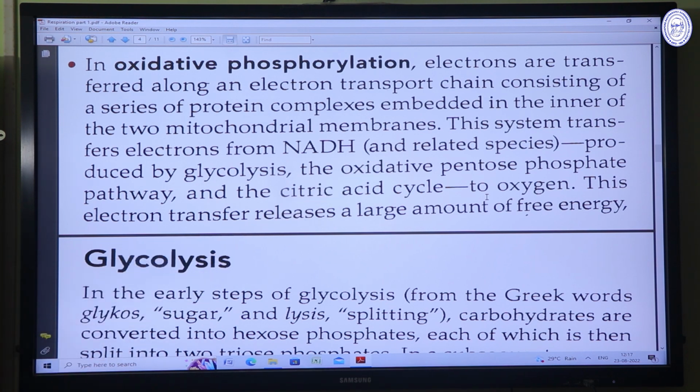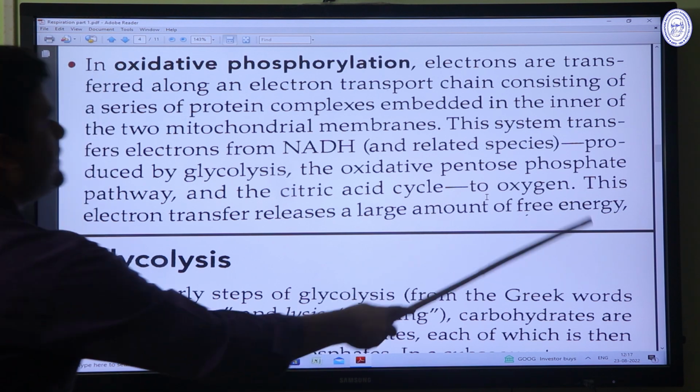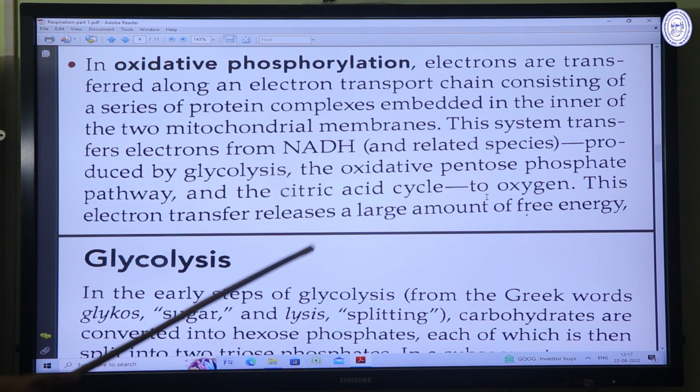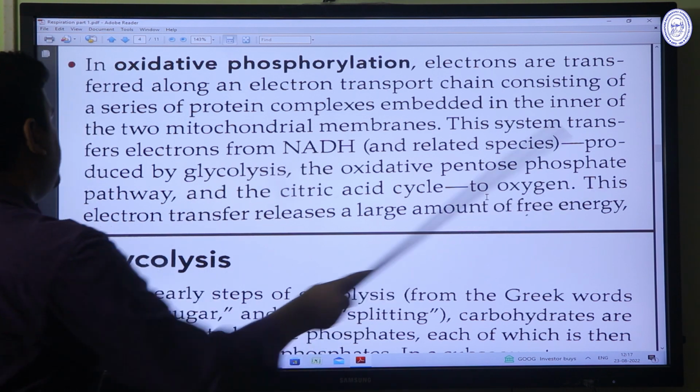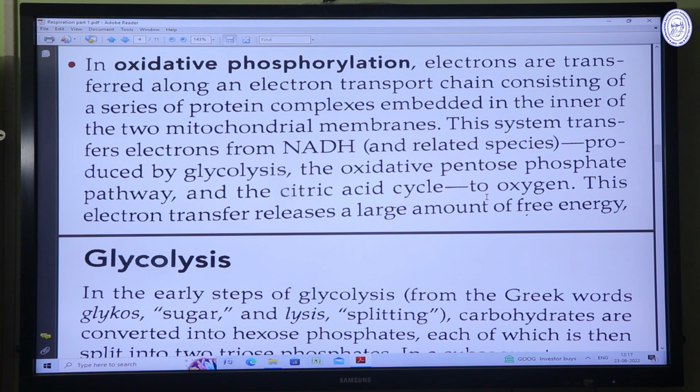Now, actually what happened during oxidative phosphorylation? In oxidative phosphorylation, this system transfers electrons from NADH to oxygen. Okay. Electrons will be transferred here from NADH to oxygen, and this will release a large amount of free energy. So, in short, these are the four reactions of respiration what I have mentioned here.